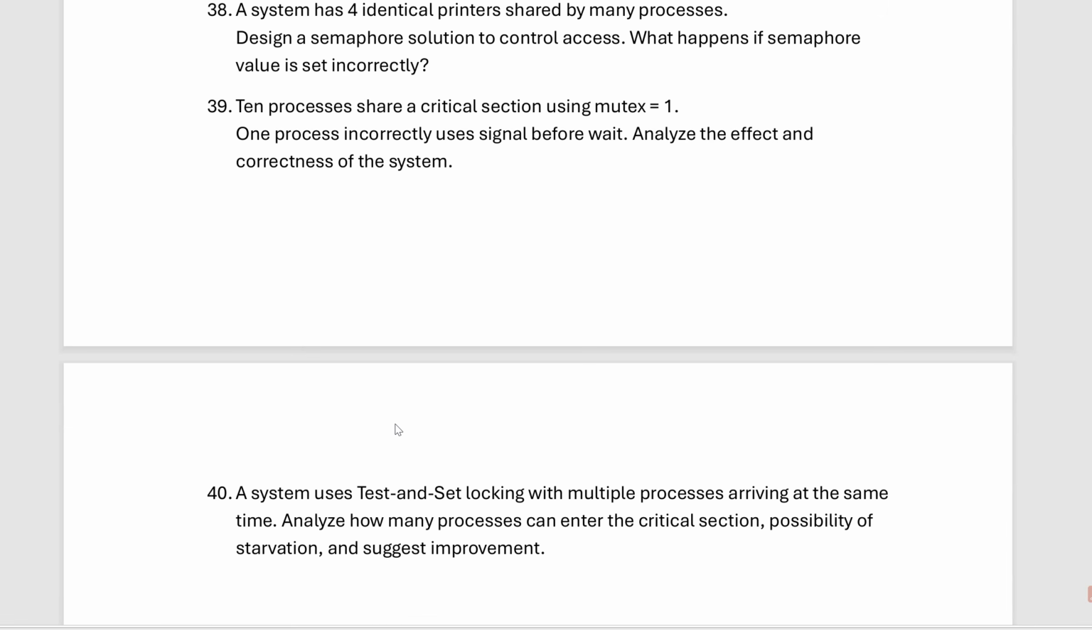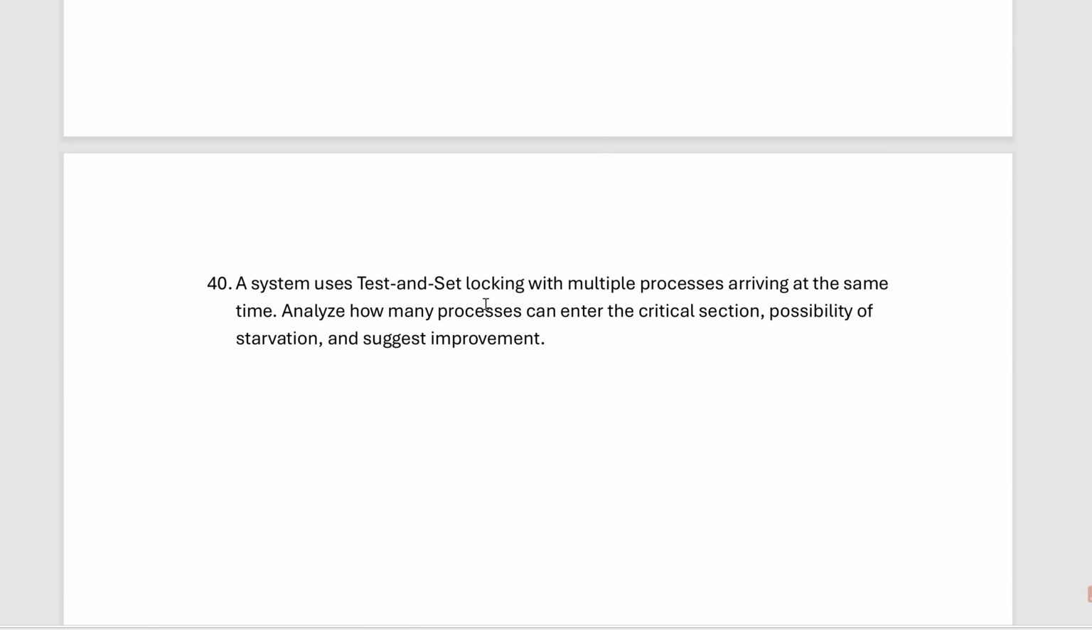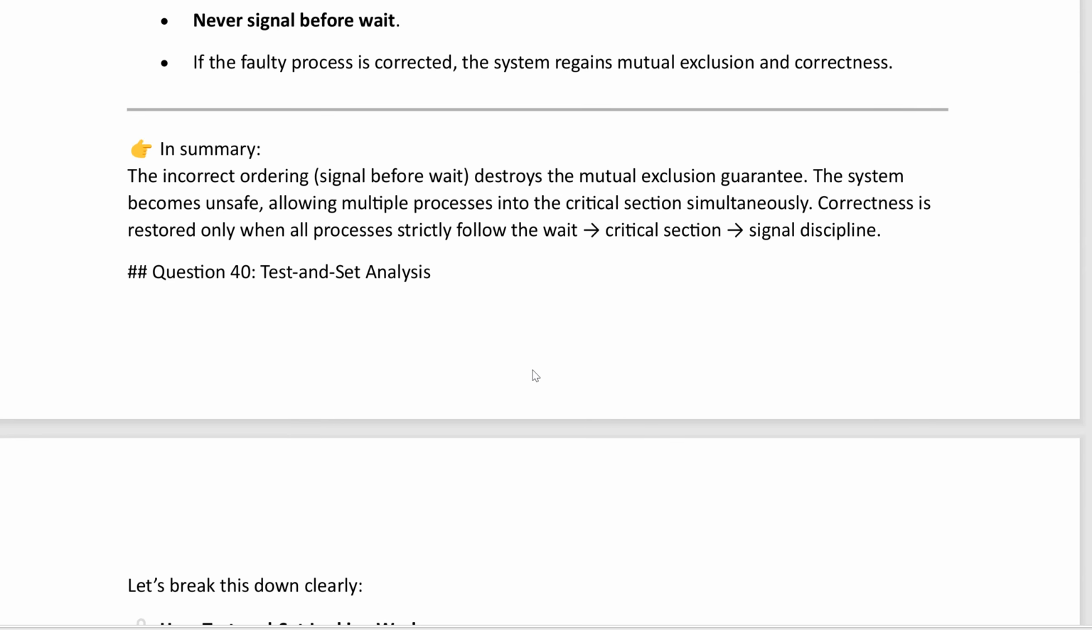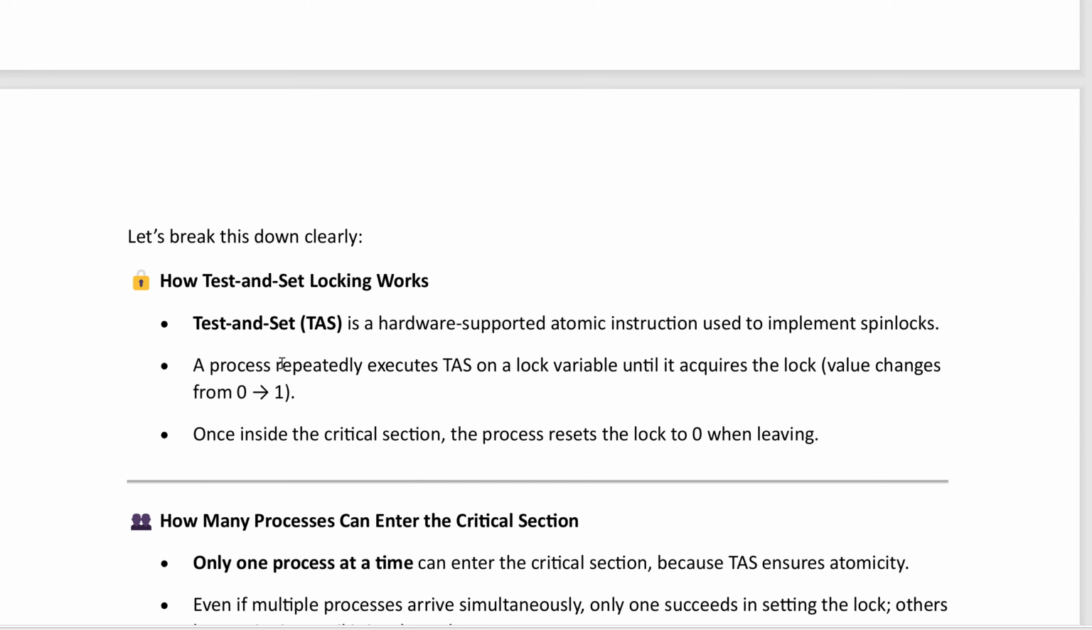right? Now we come to question number 40, that is, a system uses test and set locking with multiple processes arriving at the same time. Analyze how many processes can enter the critical section, possibility of starvation, and suggest the improvement, right? So let us break this down clearly. How test and set locking works.